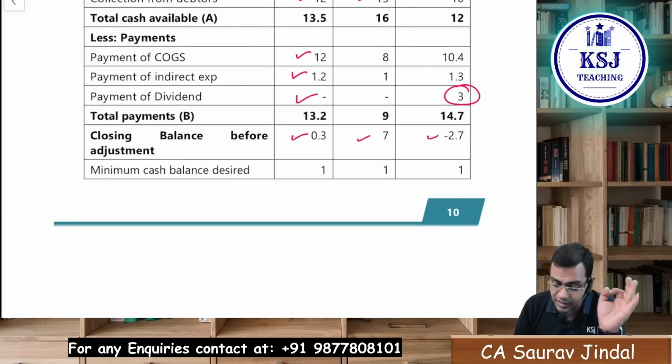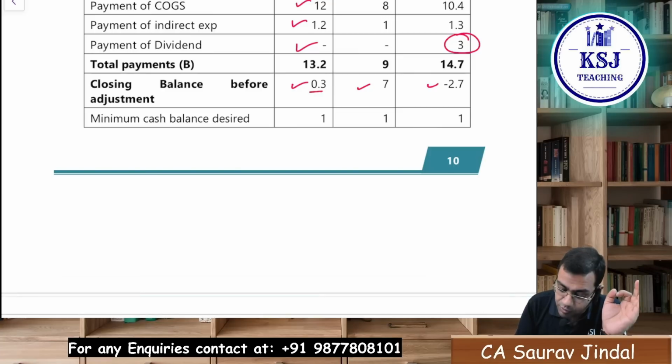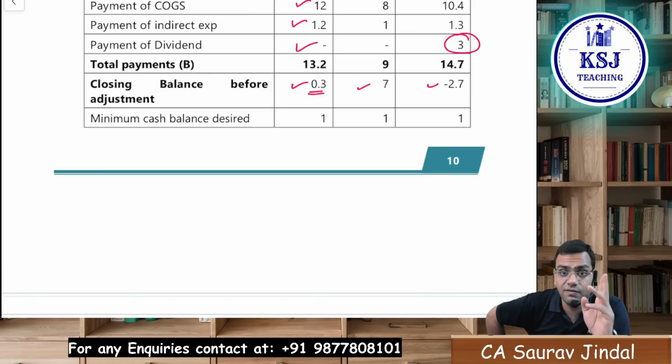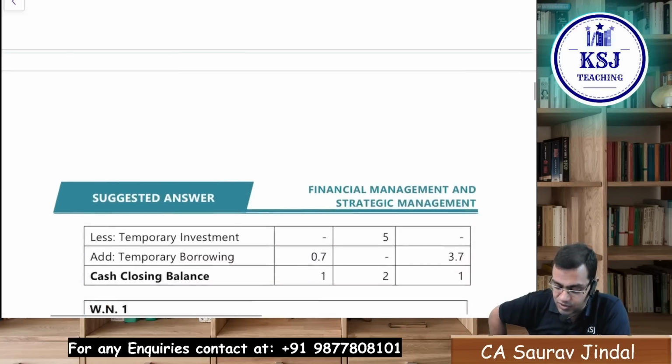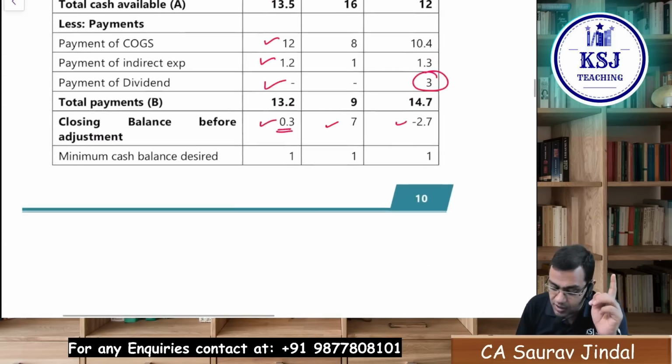Now in the first year, in the month of July, you have a balance of only 0.3. What is the balance that you want? 1 lakh, right? You have only 30,000. You need a balance of 1 lakh. You will borrow 70,000 rupees, right? You will borrow 70,000. So your balance is 1 lakh.